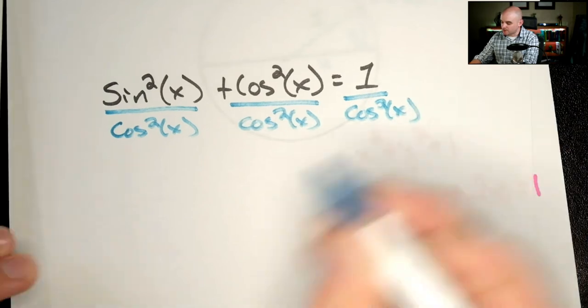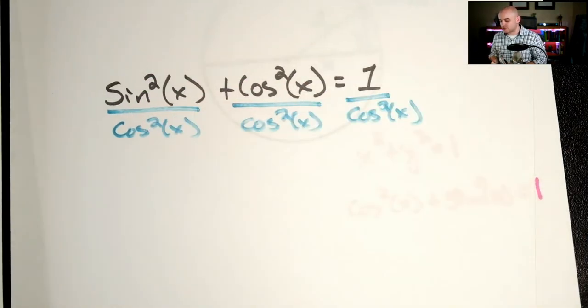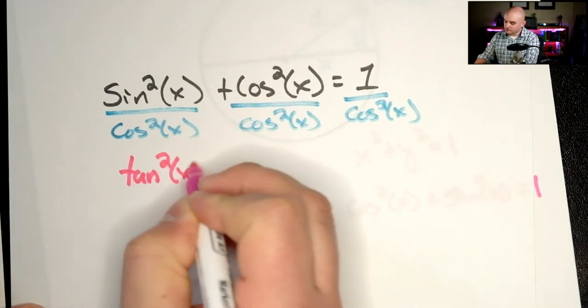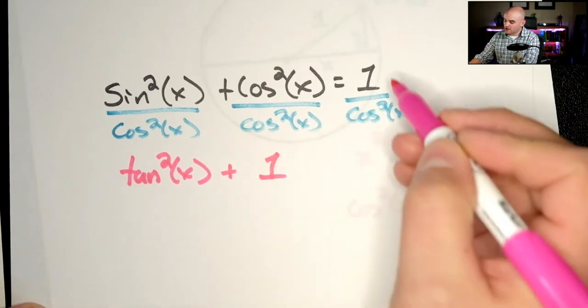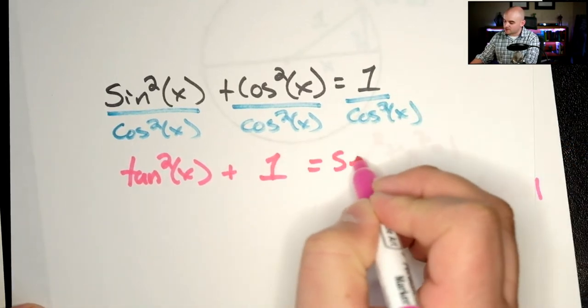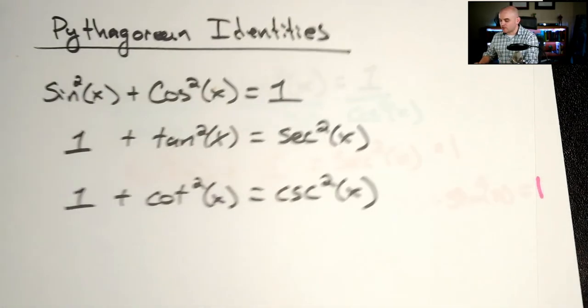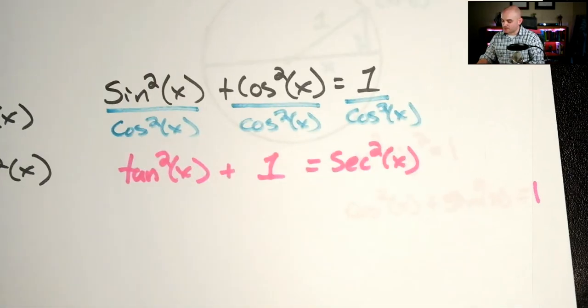And then simplify those fractions. So when I divide this first one, I get sine squared over cosine squared, which is the same thing as tangent squared. And then cosine squared over cosine squared is 1. And 1 over cosine squared is secant squared. Notice that that is the second one on the list here. Just the tan squared and 1 are switched around. But it's the exact same thing.